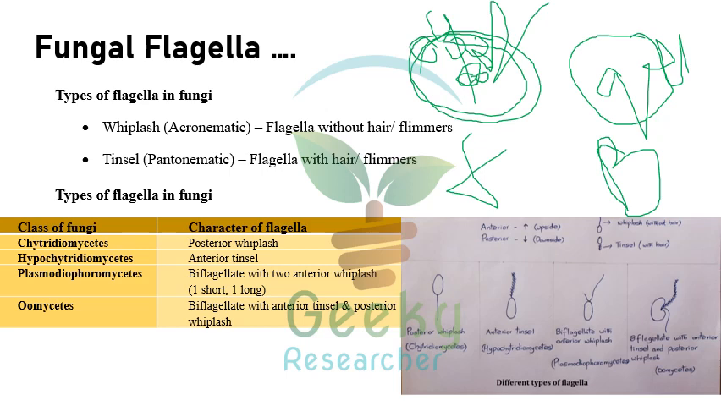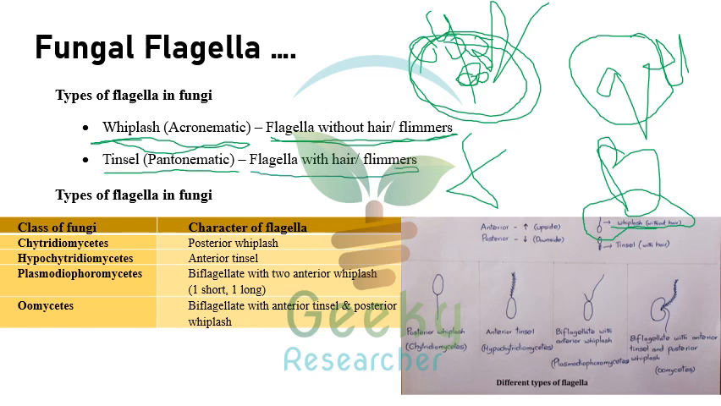So let's have the basics. Types of flagella: whiplash, otherwise called acronematic. Whiplash means flagella without hair or flimmers. Tinsel, otherwise called pantonematic, means flagella with hair. If the flagella is in an upward direction, it is called anterior. If the flagella is in a downward direction, it is called posterior.